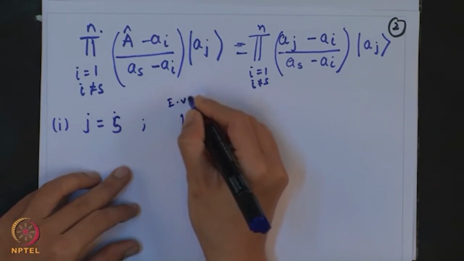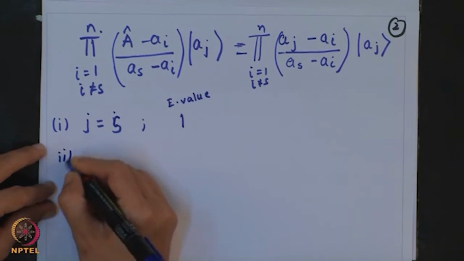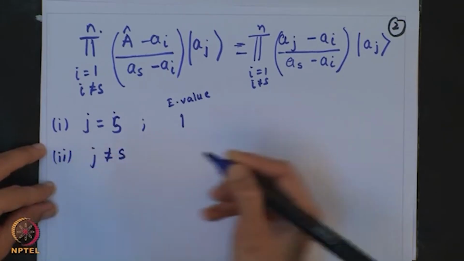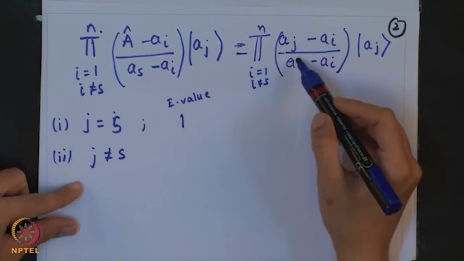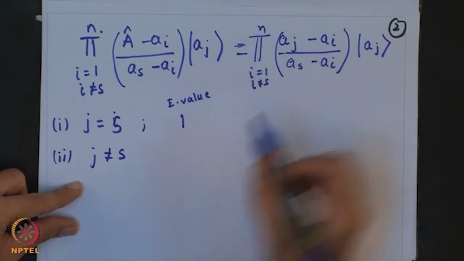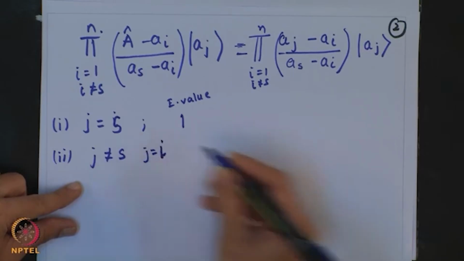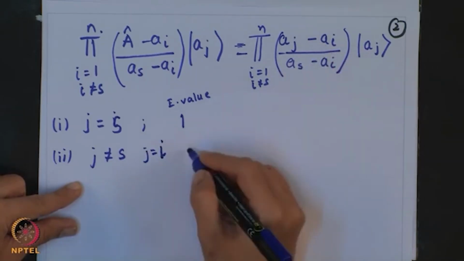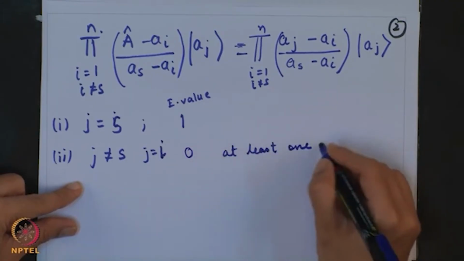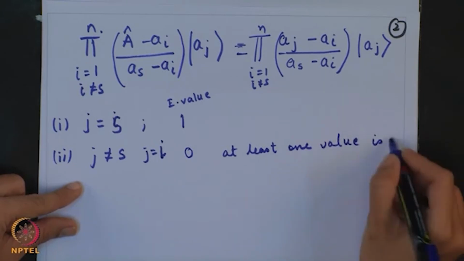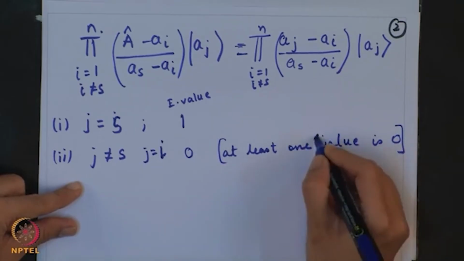So, eigenvalue is 1, okay. And when j is not equal to s, this is not equal, but i goes from 1 to n, and if it picks a value when j becomes equal to i at some point, the numerator becomes 0. So, at least one value is 0, okay. At least one eigenvalue is 0, okay.